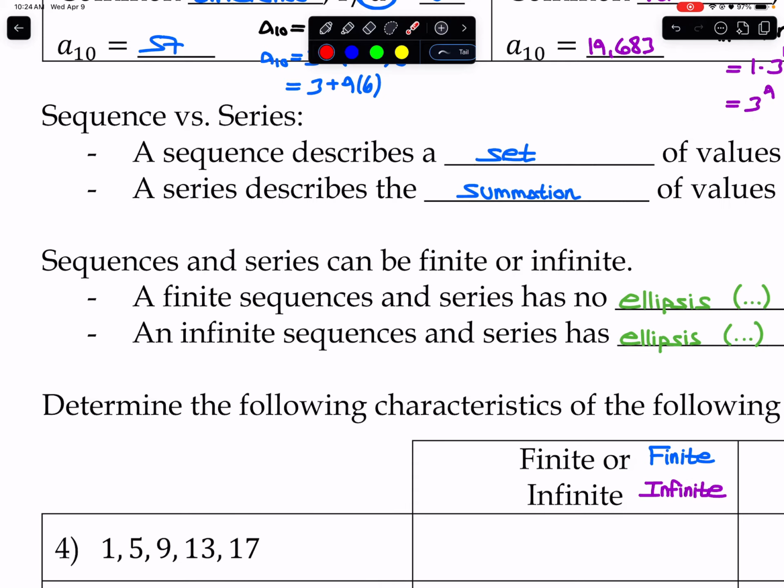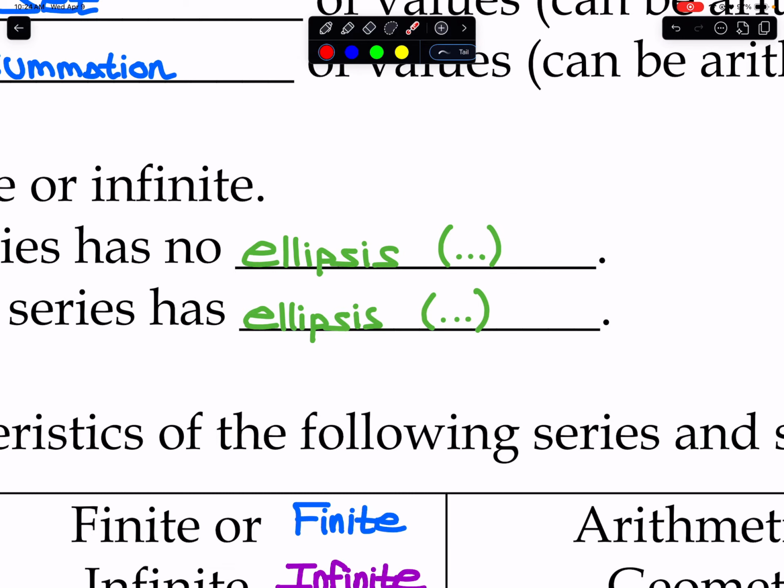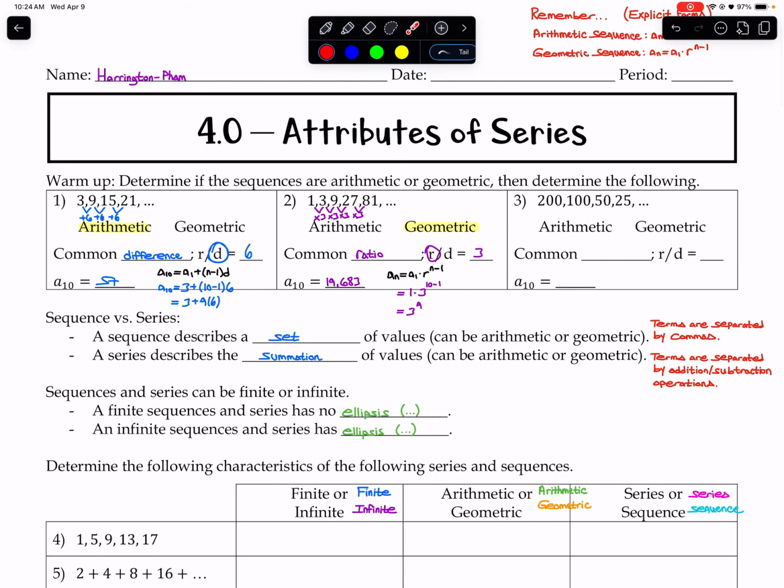Then we're also going to look at what we call an infinite or a finite series and/or sequence. Between the two, what you're going to be looking for is what we call an ellipsis, which you may have seen in an English class or any type of writing. If you see an ellipsis, that means it's going to be going forever and ever, which means it will be infinite. But if there's no ellipsis, that tells you that it's going to be what we call finite, which means it's going to stop at some point.